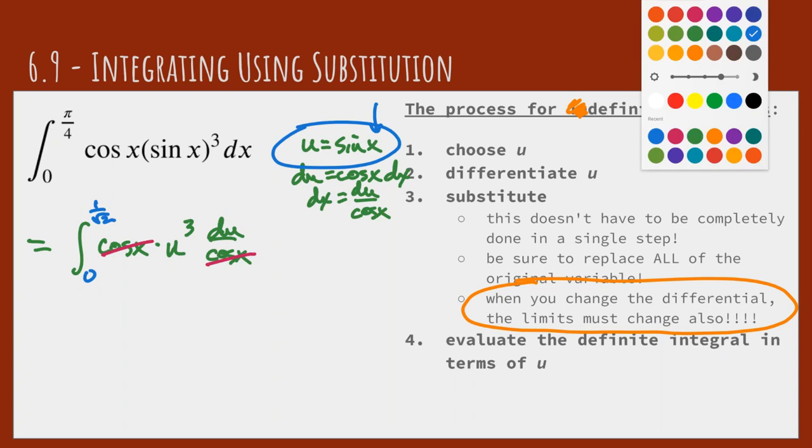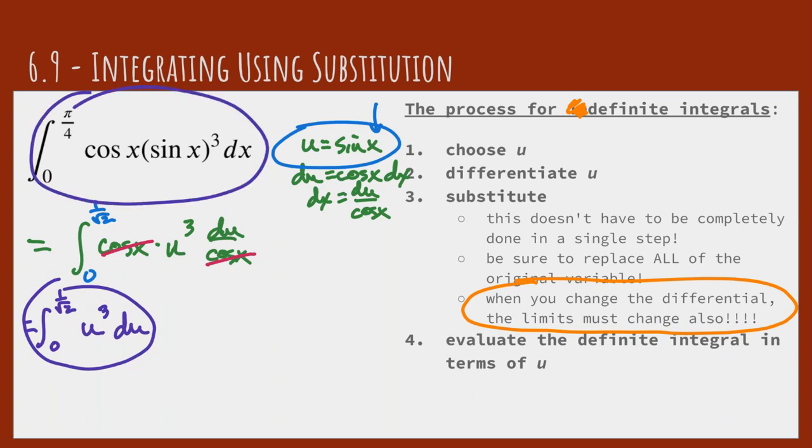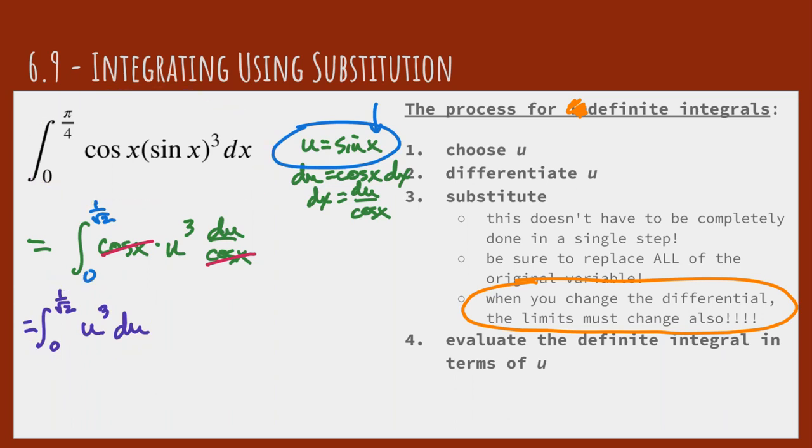So just rewriting this expression, we have the definite integral from 0 to 1 over square root of 2 of u cubed du. Now we have a new definite integral, but this definite integral right here is equivalent to this definite integral right here. And the convenient thing about this is we don't have to go back to x like we did with our indefinite integral, with our antiderivative. So we can evaluate this definite integral as if this was the problem that we were given to begin with.